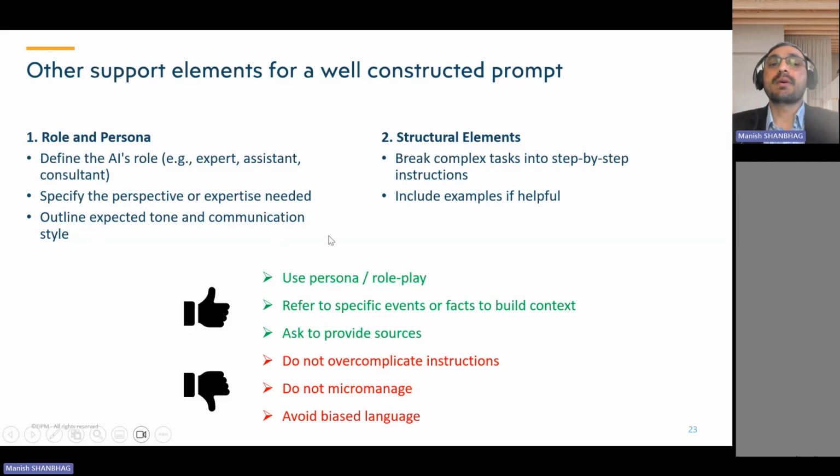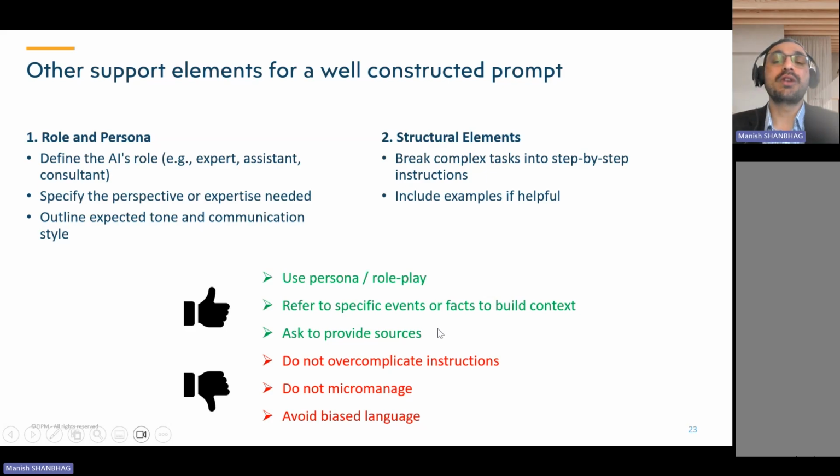You could outline the expected tone, as I said, for executives or for children aged 7 or 8, or you could give the tone and the communication style as well. You could also use that in formatting. So you can use all these pillars, mix them, and come up with a good prompt. There's an example given here. So some of the good practices here are using persona, referring to events, and providing sources. I use this all the time. I ask the AI to provide sources.